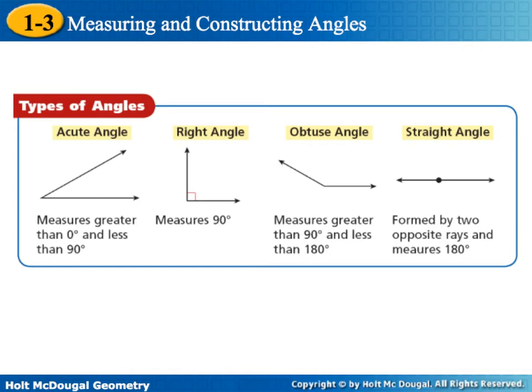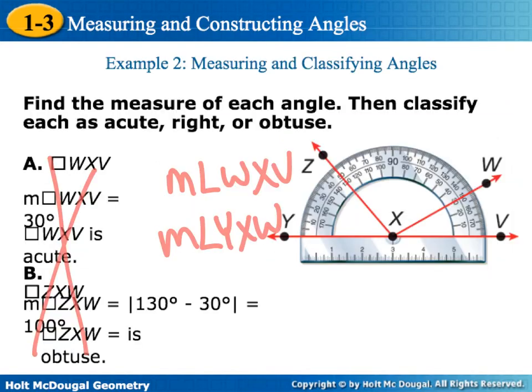Here you have the 4 different types of angles you'll see. You should be familiar with acute, right, and obtuse. Straight angle might be new. That's 180 degrees, or it forms a line. Right angle is 90 degrees. Obtuse is greater than 90, but less than 180. And then acute angle is greater than 0 and less than 90.